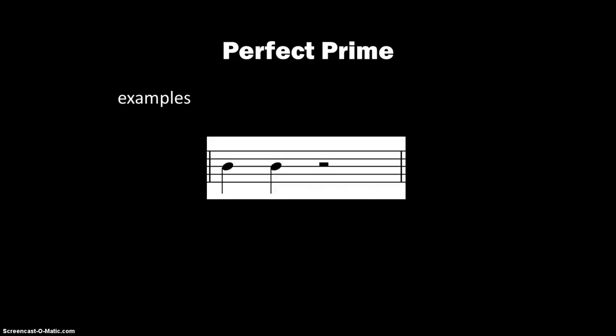Here's an example of a perfect prime. We've got 2 B naturals. I can't play that harmonically on the piano because I only have 1 key, but I can play that melodically. If I had 2 different instruments, I could play both of those at the same time, and we'd call that playing in unison.